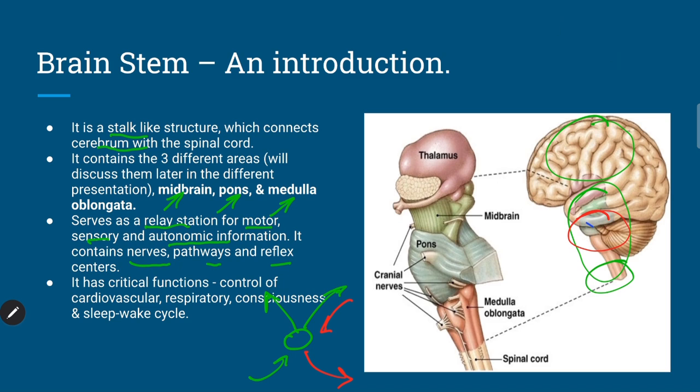Then we have critical functions that go through the brainstem, and that is the control of the cardiovascular, respiratory, consciousness, and the sleep-wake cycle.